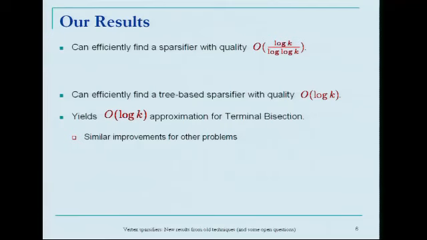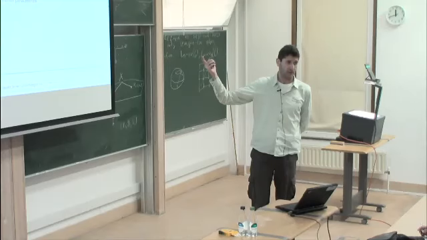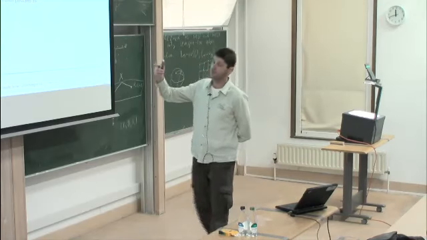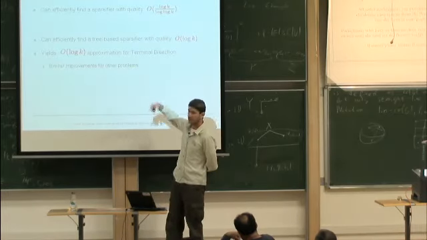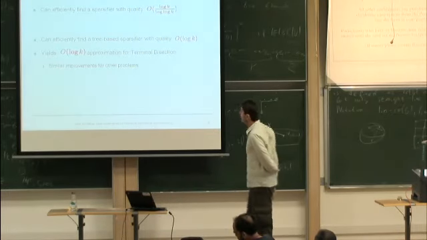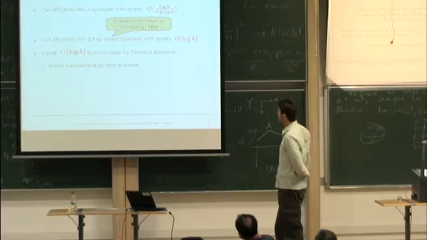It's only log k, but once it's based on a tree, many problems are very simple on trees. So it gives a good structure for algorithms. In particular, if you use this tree-based sparsifier, you get order log k approximation for terminal bisection, because basically it's like solving the minimum bisection problem on a tree, and on a tree you can actually solve it exactly. You paid log k in the transformation. And there are similar improvements for other problems.